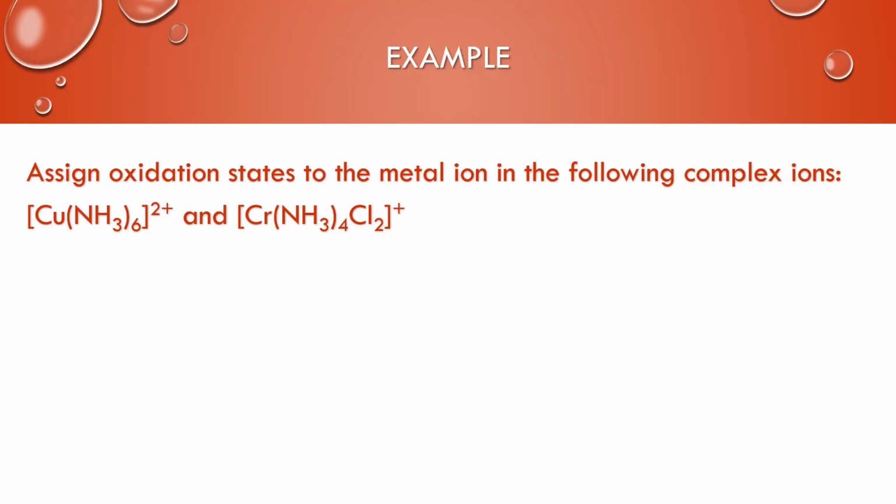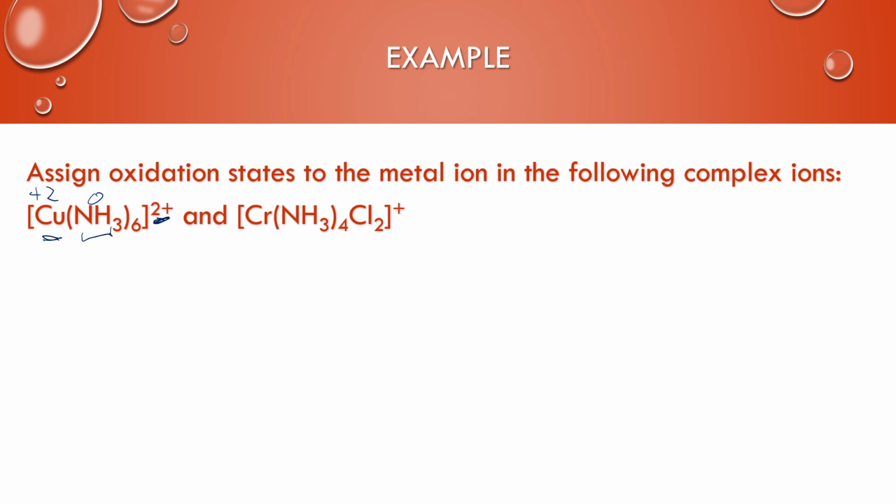So let's look at a couple examples. Assign oxidation states to the metal ion in the following. These are complex ions, remember, and the ammonia has a 0 charge. It's neutral overall, so that +2 charge comes only from the copper. And because that copper is a monatomic ion, its oxidation state will be the same as the charge, so +2.